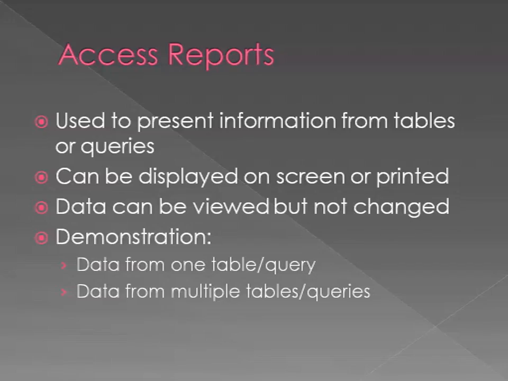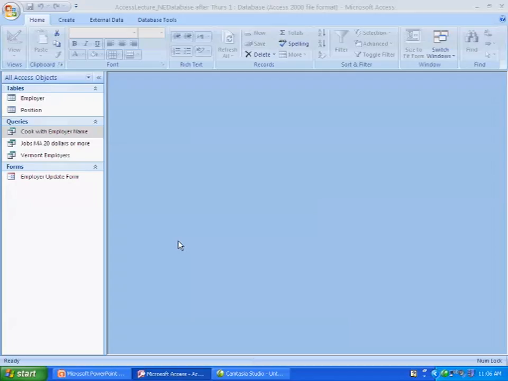In the demonstration that follows, we will first create a report using one table, the employer table, and then we will move on to create another report using the wizard that brings in fields from multiple tables. Now that we're in Access, we are going to create a report using the wizard. We are using the same database that we used in class, with the employers table and the position table. To create a report, we go to the Create tab at the top.